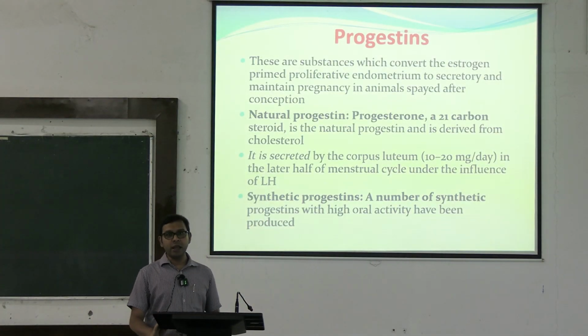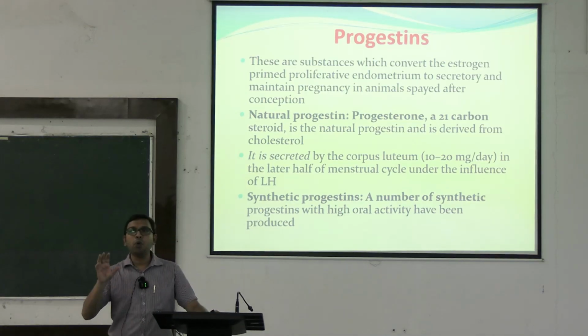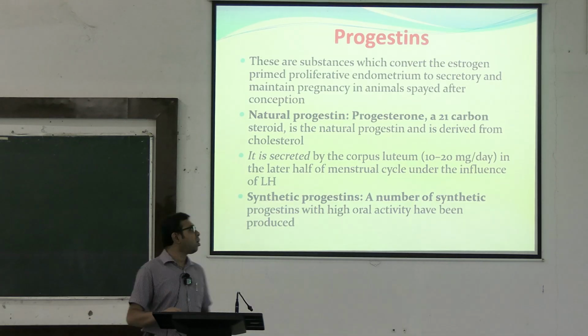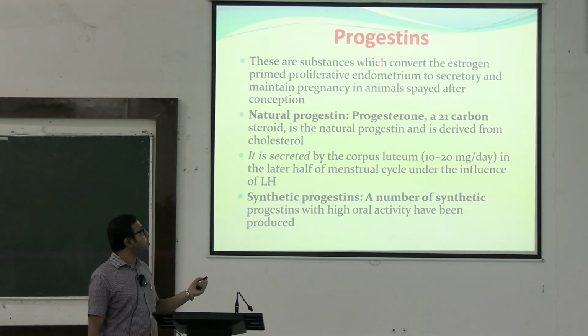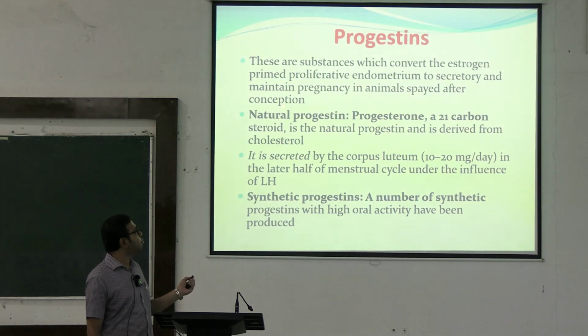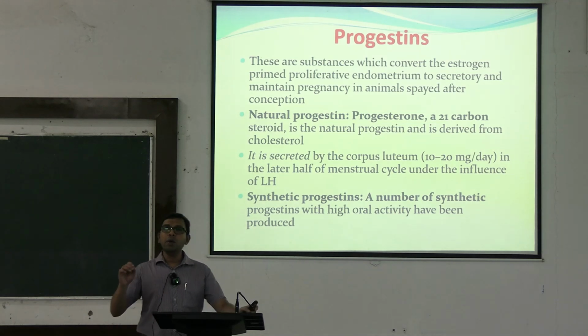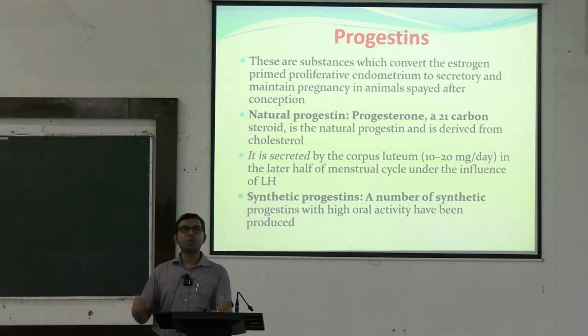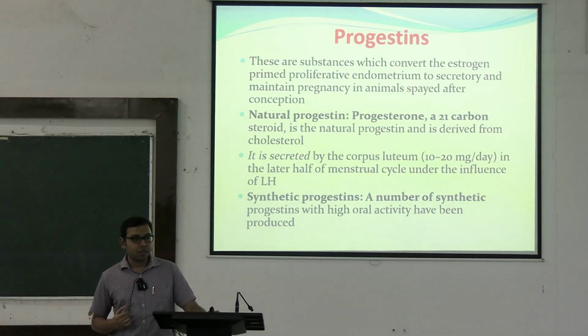Now coming to the progestins. So progestins or progestogens, this is the generic term for different types of progestins. Progesterone: these are substances which convert the estrogen-primed proliferative endometrium to secretory and maintain pregnancy in animals after conception. So already we have seen that progesterone release is increased from the second half of the menstrual cycle, which is also known as the secretory phase or the luteal phase of the menstrual cycle.